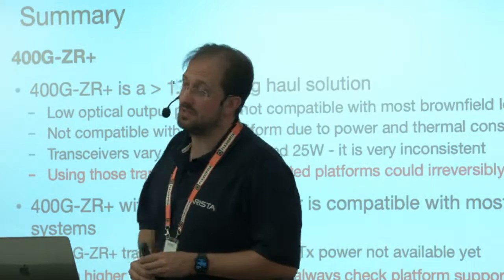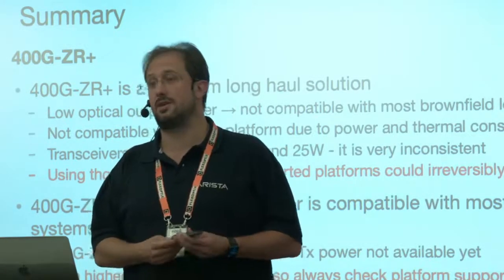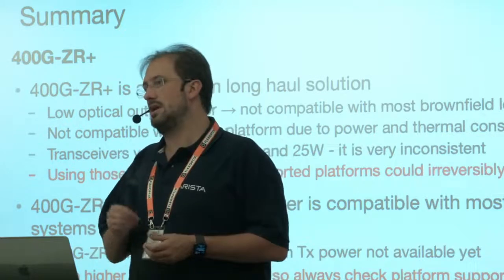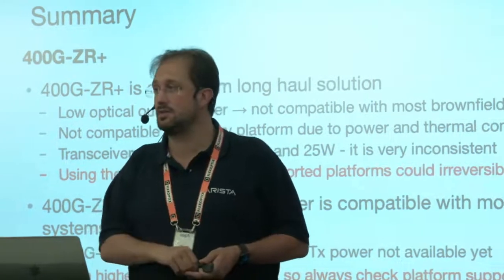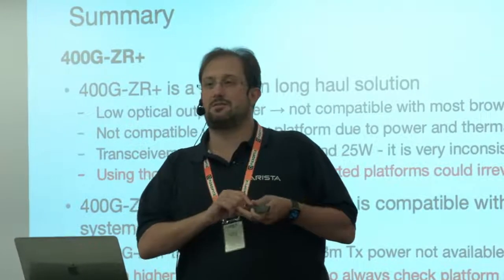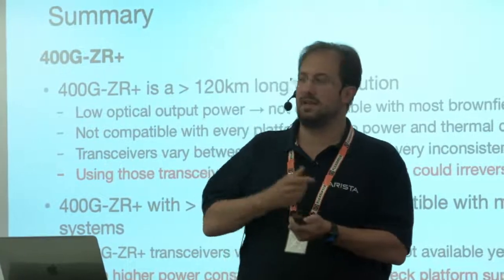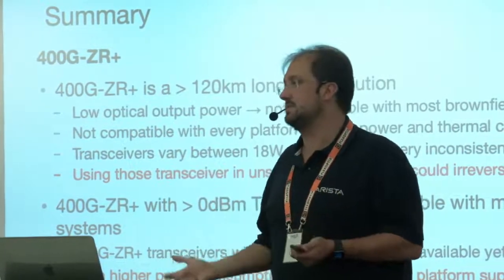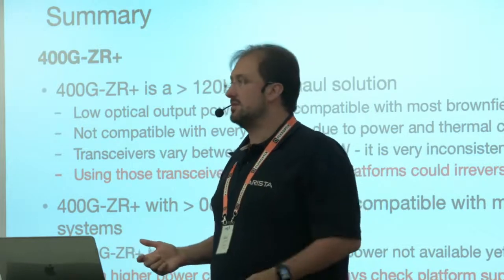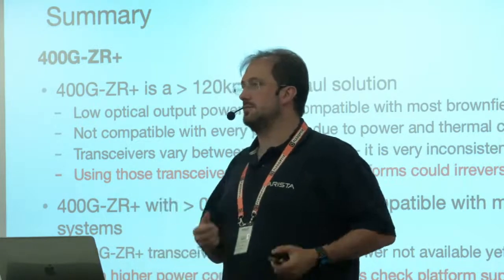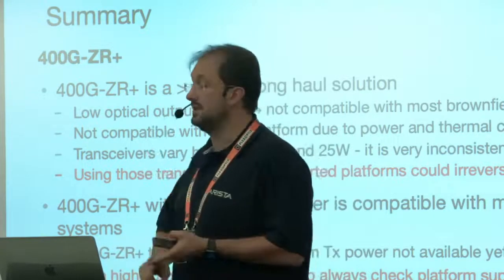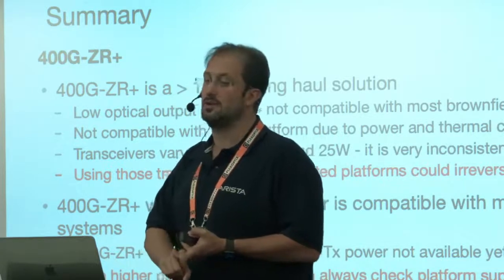To sum it briefly up for ZR Plus, we're talking pretty much everything above 120 kilometers. Right now, the only optics available have low optical output powers, so also low launch power, below 10 dB. And they are not really compatible per se with brownfield line systems, because you need this preamp. Otherwise, it wouldn't work. It's also not compatible with every switch platform you have out there as of today. This is usually because of the power constraints and thermal constraints I've shown you earlier.